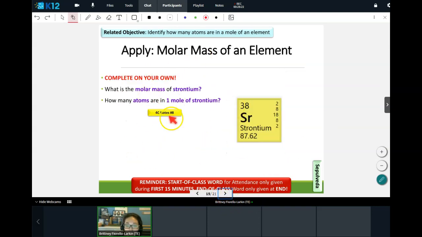All right, so this one right here, this one you need to be able to do on your own. We've practiced it 5 times actually, so far. So what is the molar mass of strontium? Again, you should be able to look at the square for strontium and find the molar mass. Don't put answers in the chat box. This is one that you need to do on your own. And then how many atoms are in 1 mole of strontium? How many atoms are always in a mole of anything?